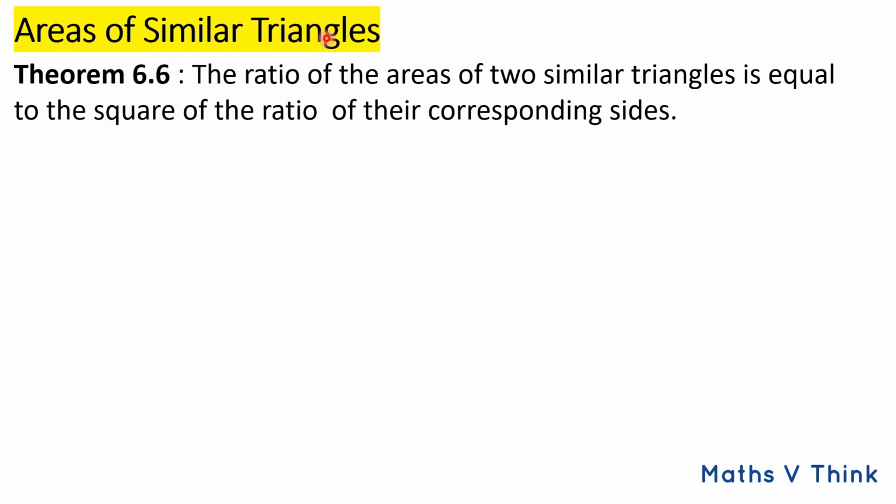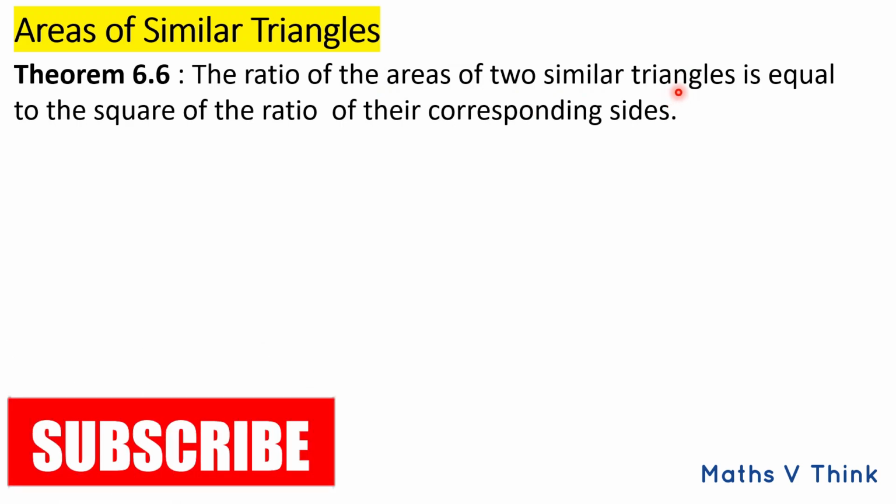Areas of similar triangles. The theorem says the ratio of areas of two similar triangles is equal to the square of the ratio of their corresponding sides. To understand the statement of the theorem, first we shall draw the diagram. They gave two similar triangles, which means we need to draw two similar triangles.